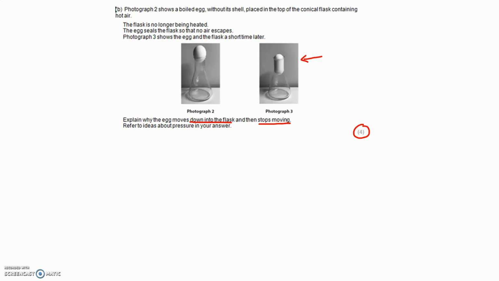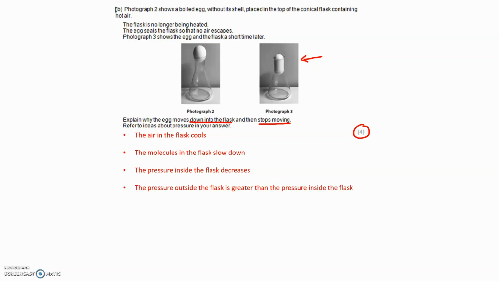So what's the first thing that happens? The flask is no longer being heated, so the air in the flask cools. If the air in the flask cools, the molecules in the flask will slow down. If you're reducing the temperature, the particles will have less kinetic energy, so their mean speed will reduce. Now pressure is caused by the particles colliding with the inside of the container. So if they slow down, there will be fewer collisions every second, and so the pressure inside the flask will decrease. Now where does the pressure outside the flask come from? Well, there are molecules of air outside the flask, and they are colliding with the flask, and they're colliding with the egg as well.